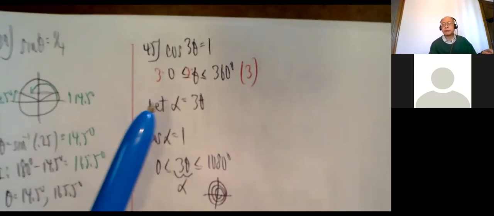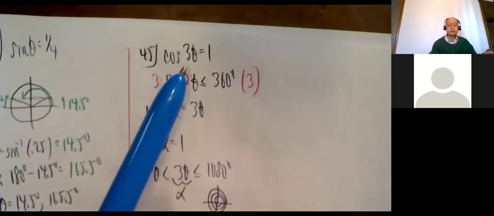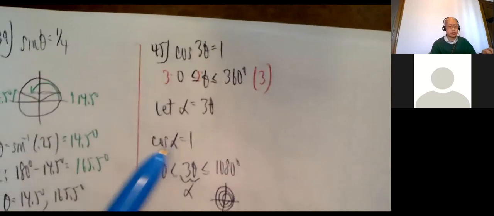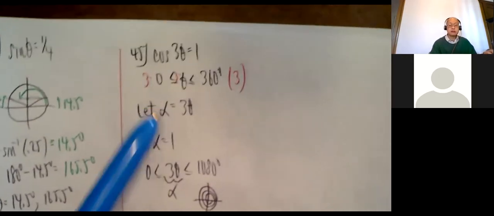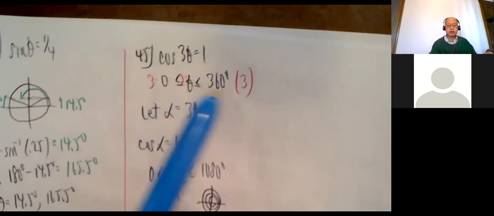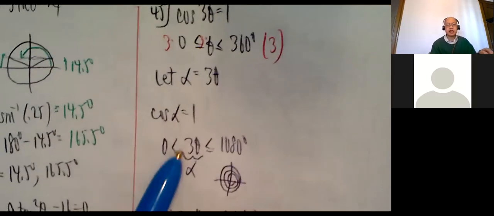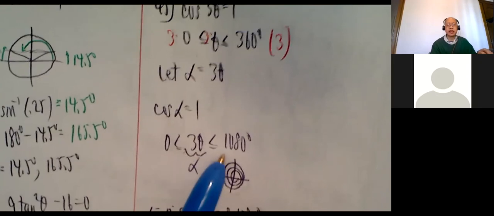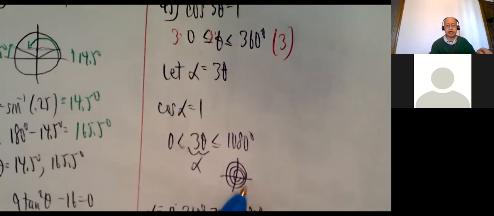Okay, so what I did was I temporarily made a substitution, call it alpha. If theta is between 0 and 360, multiply it by 3, by 3, by 3. So 3 theta, or alpha, is between 0 and 1080, which is going around 3 times.